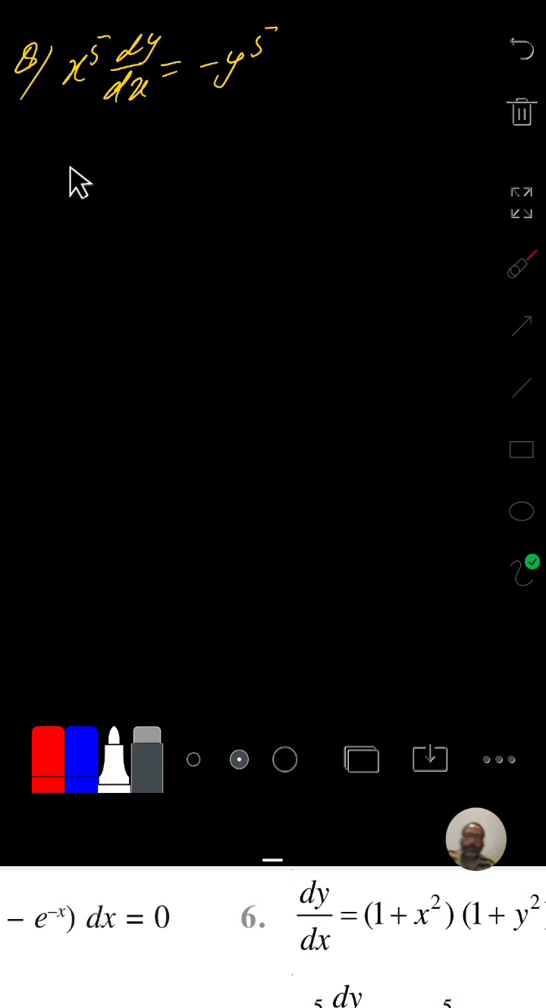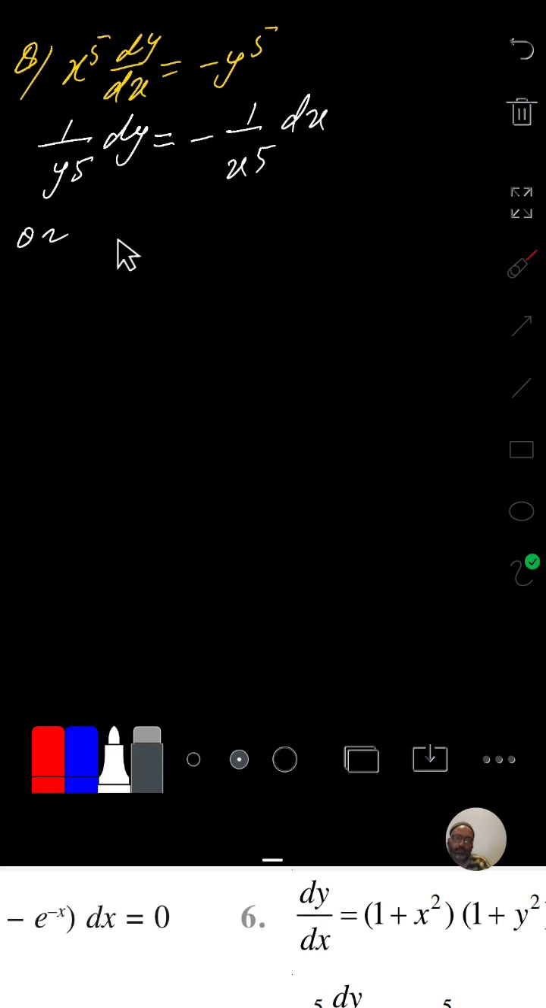Now the eighth sum is x raised to the power 5 dy upon dx is equal to minus y raised to the power 5. So here first we have to transpose y raised to the power 5 to left hand side and x raised to the power 5 and dx to right hand side. We get 1 upon y raised to the power 5 dy on transposition, and on the right hand side we get minus 1 upon x raised to the power 5 dx. Or we may write it as y raised to the power minus 5 dy is equal to minus x raised to the power minus 5 dx.